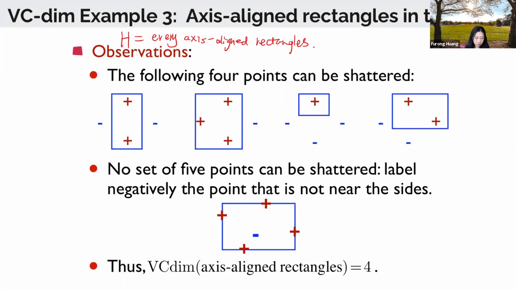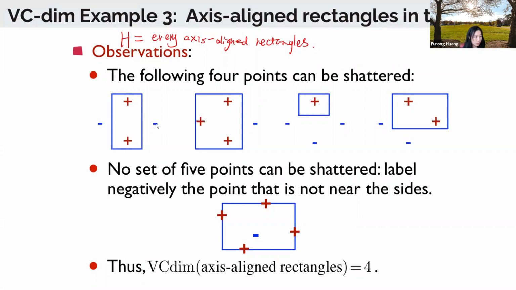For example, if you have these 4 points, let me use my cursor here. So you have these 4 points, okay? One way of labeling these is, for example, these 2 are positive and these are negative. Then you can find such a box, right? This is an axis-aligned rectangle. So you cover these negative points, so the positive points are within the rectangle and the negatives are outside of the rectangle.